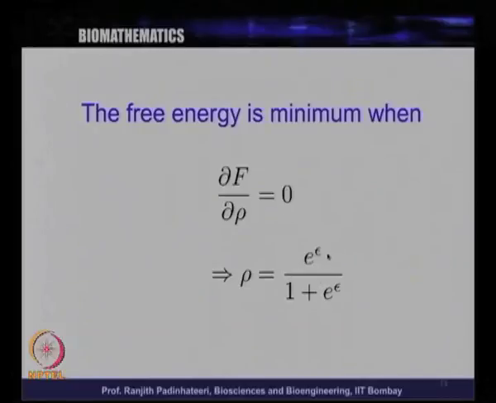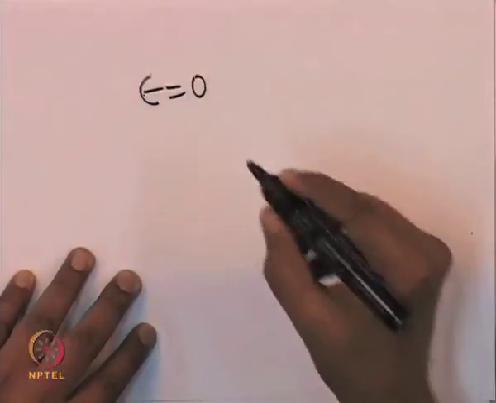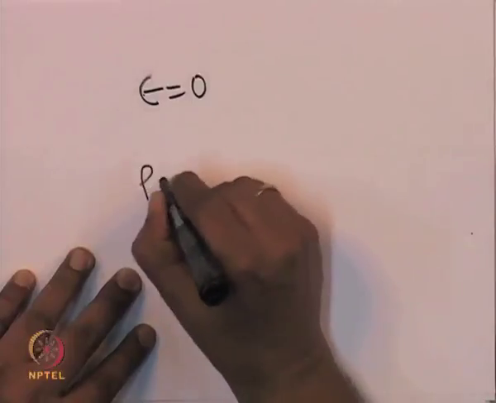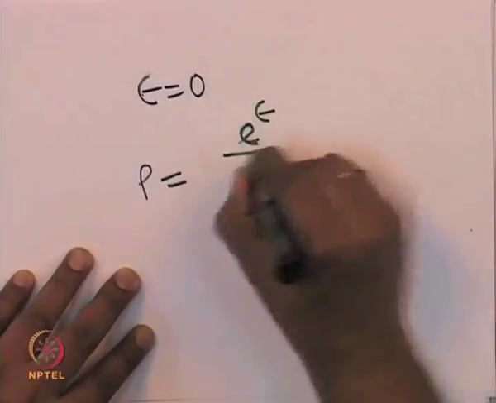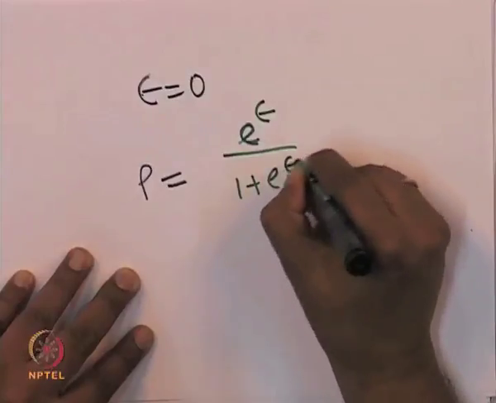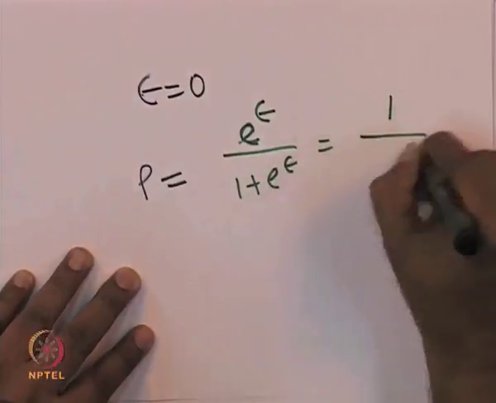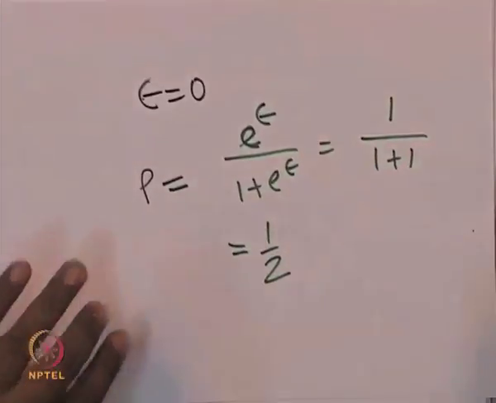So, if epsilon is 0, that means there is no particular binding energy. Then rho is e power epsilon by 1 plus e power epsilon. With epsilon equal to 0, e power 0 is 1, so rho is 1 by 1 plus 1, which is half. So, when there is no particular energy preference, only entropy, then half of the sites will be bound.